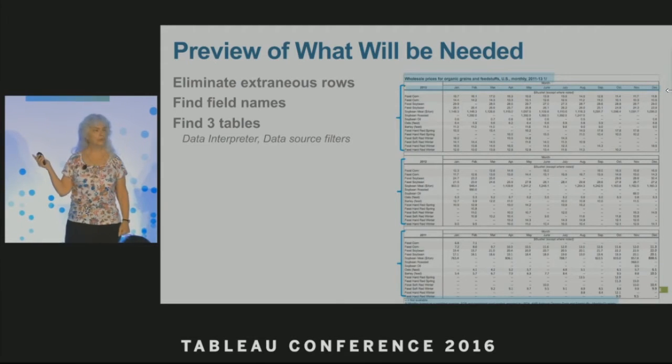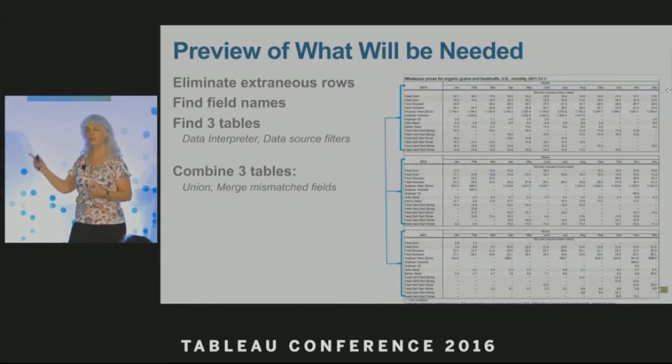The way we do those things is with Data Interpreter. It does most of that work, and data source filters can do a little bit of cleanup. Once we've got the 3 subtables, we need to bring them together. Union does that, and the merge mismatched fields command does some cleanup on that too.